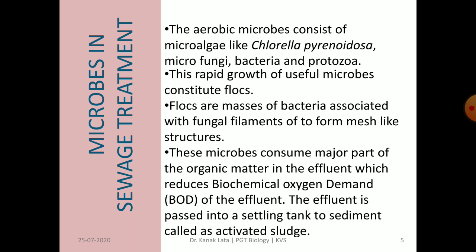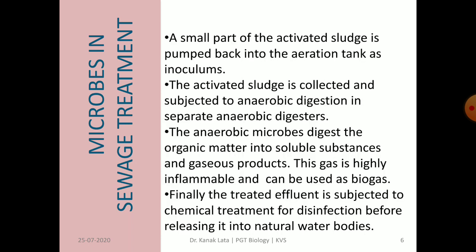The effluent is then passed into a settling tank where the flocs are allowed to sediment, and this is called activated sludge. What is it called? This is called activated sludge. Now a small part of activated sludge is pumped back into the aeration tank, and this acts as inoculum. Why? Because it consists of aerobic bacteria.